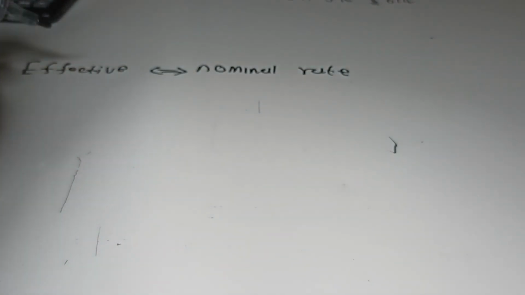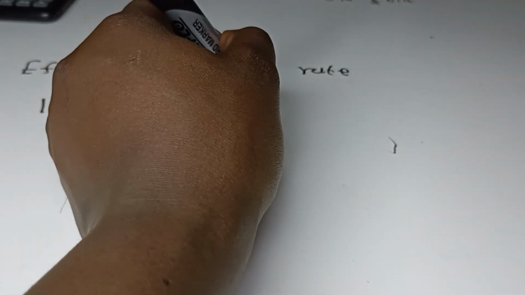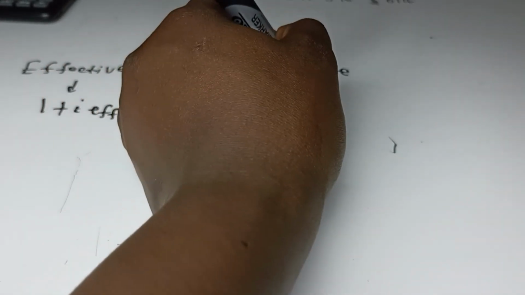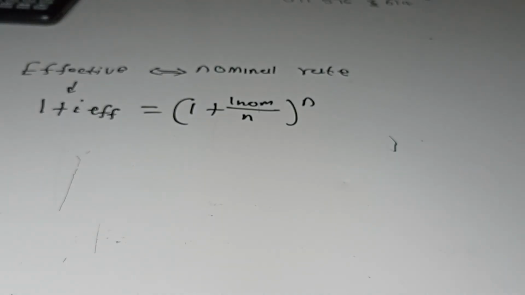Nominal rate, so under the effective, it's going to produce 1 plus i_eff equals (1 plus i_nom, the nominal, divided by n) to the power of n. And you know what it is representing, right? We discussed more about this.